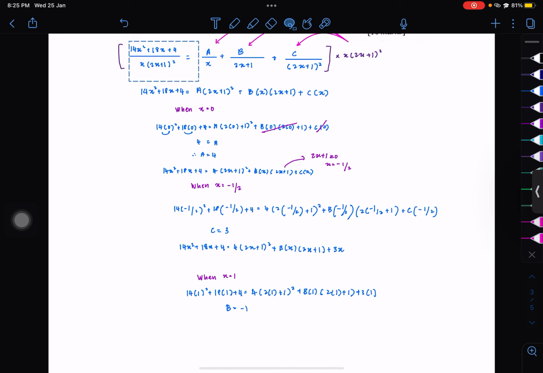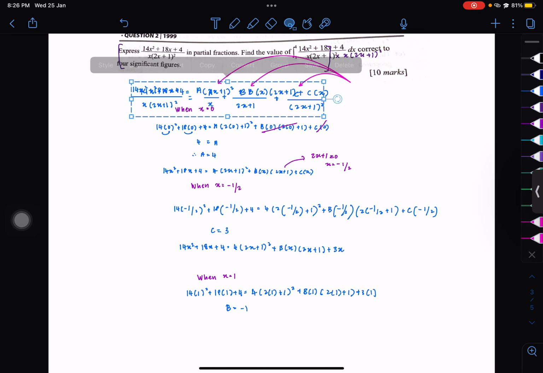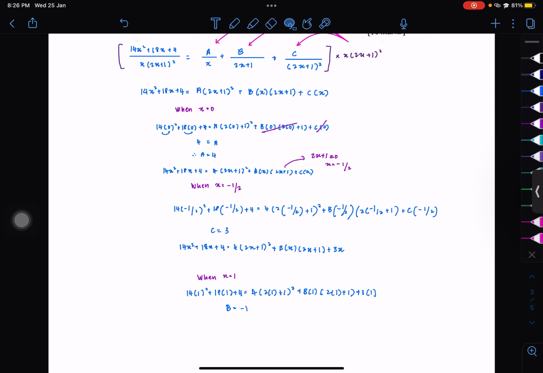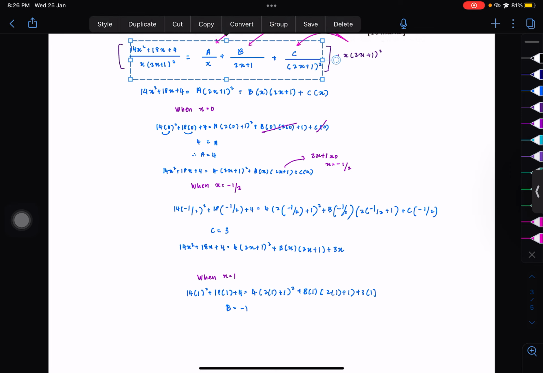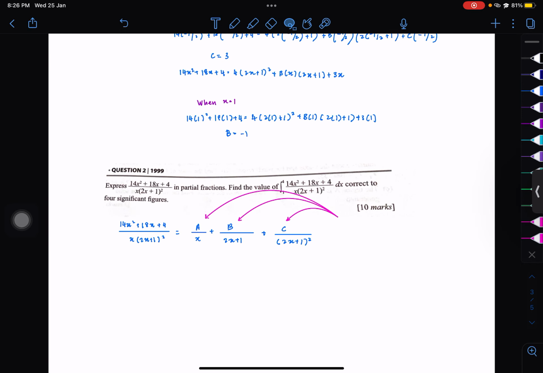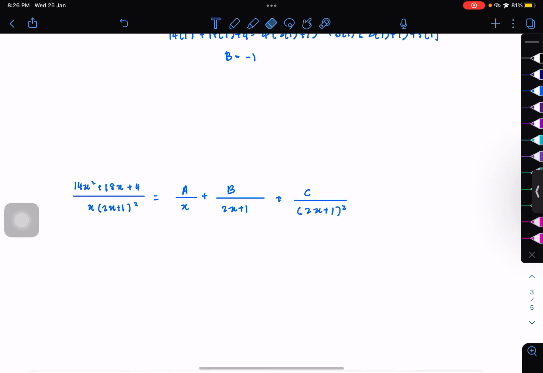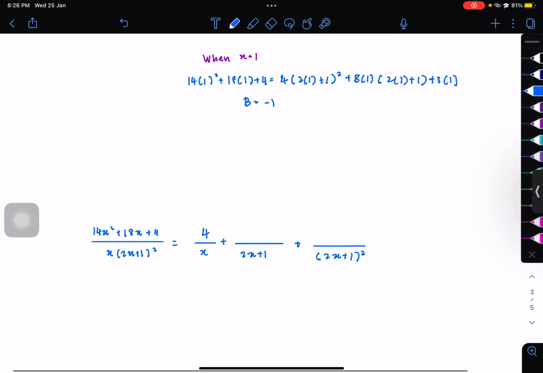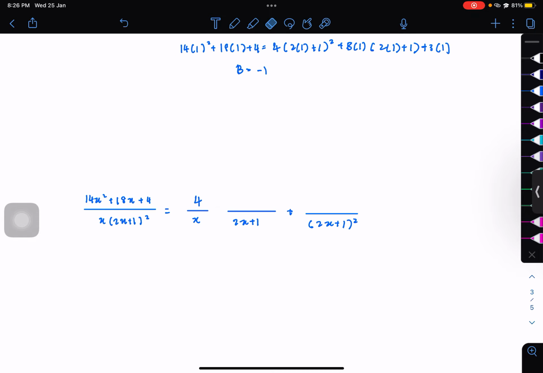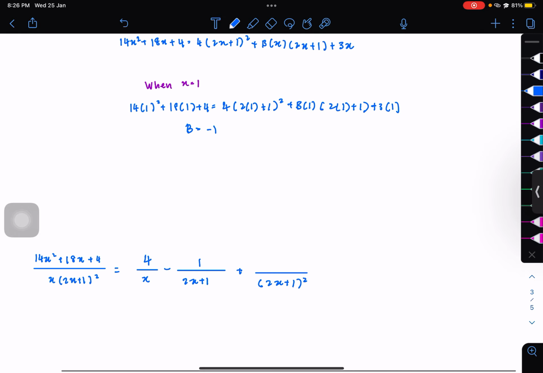So, I just duplicate this supaya I taklah susah dan tak menyusahkan diri I untuk membuat kerja 2 kali. Tapi tak boleh nampaknya. Nampaknya I kena salin balik ke? Oh my god. Okay. Tak apa. I padam. Gitu.